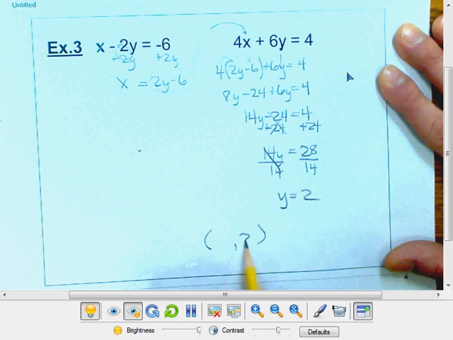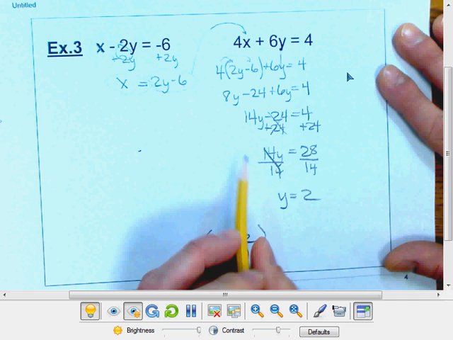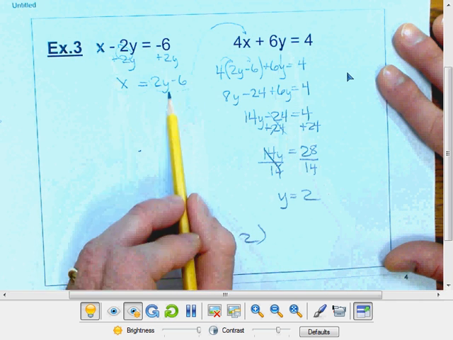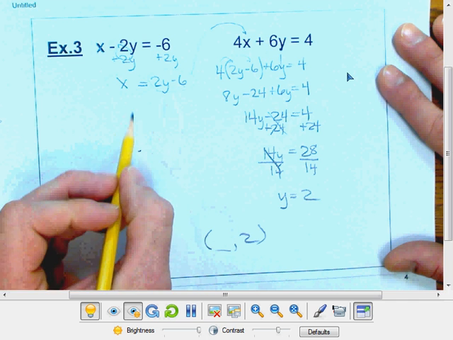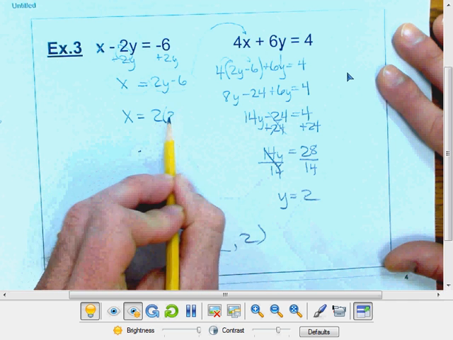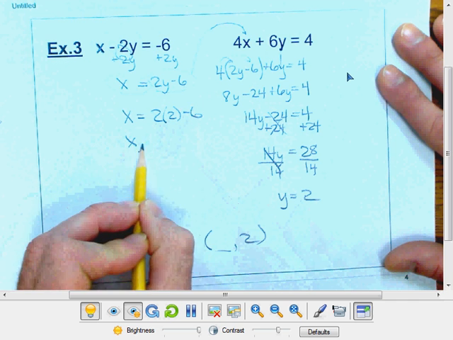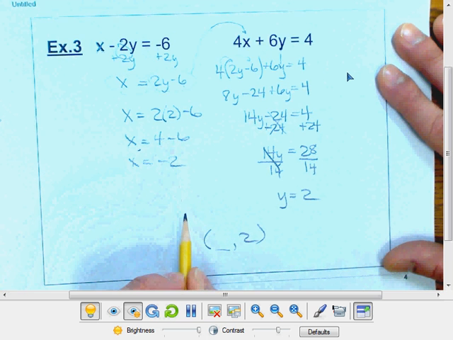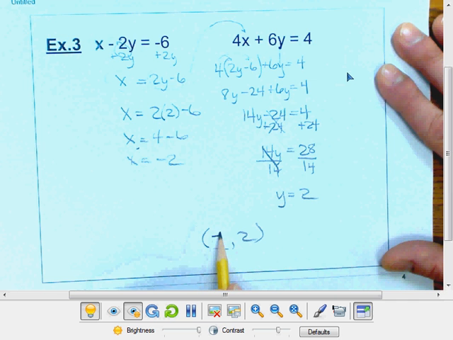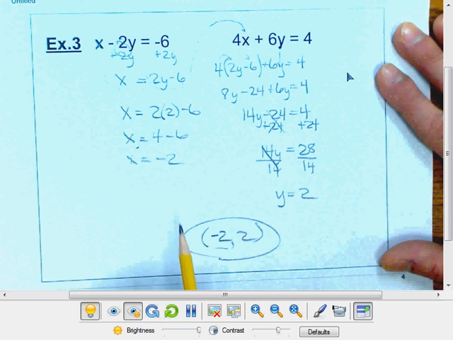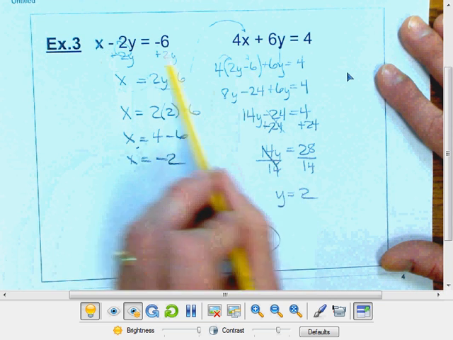So now I know this is 2. I still have to find the x-coordinate that would go with it. If I bring this 2, remember I could put it back in this equation, I could put it in this equation, or I can put it in this. It'd be easiest to put it right here and just start showing my work down. X now equals 2 times the y substituted in, 2, minus 6. I'll get that x equals 4 minus 6, and I'll get that x equals negative 2. And now I see that my coordinate point is negative 2, 2. That's my answer as the solution to this system of linear equations.